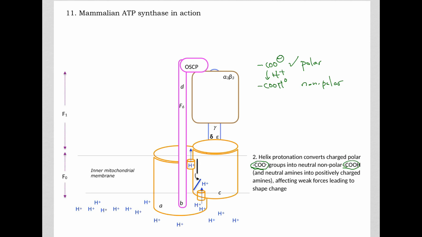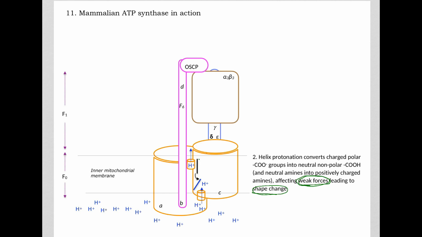In a similar fashion, an amine group, which is unprotonated, when it becomes protonated, it becomes NH3 plus, and you can see a big difference once again, neutral here, positively charged here. So basically the concept is the protonation of the helix causes a lot of groups to change. So this protonation will affect the weak forces that are holding the helix together. And this is going to cause a shape change of the helix.